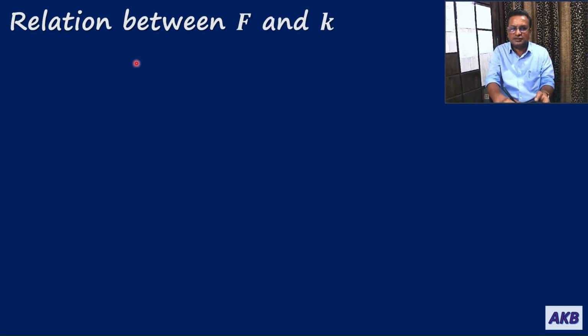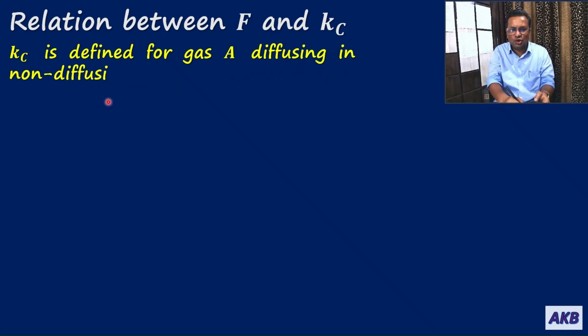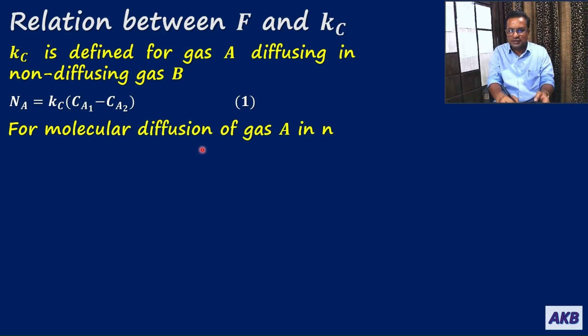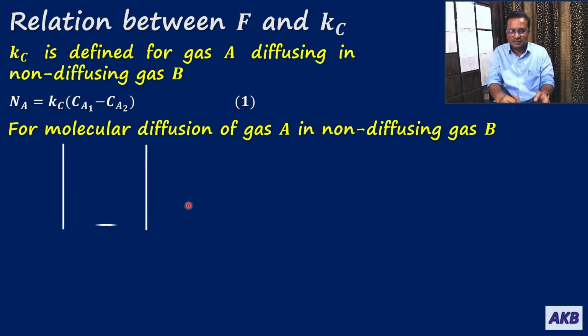Now first, let us discuss relation between F and Kc. So we know Kc is defined for gas A diffusing in non-diffusing gas B by this equation Na is equal to Kc into Ca1 minus Ca2. That is, Kc applies for this case when the driving force is molar concentration difference, and I am calling it as equation number 1.